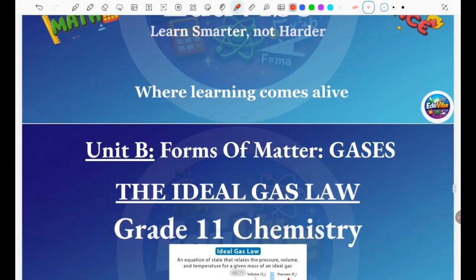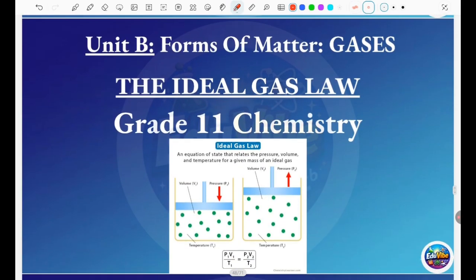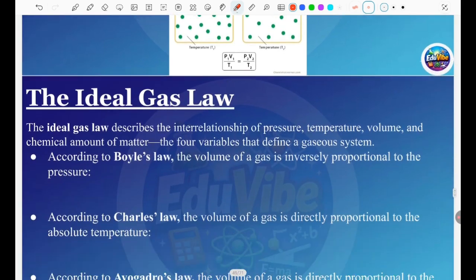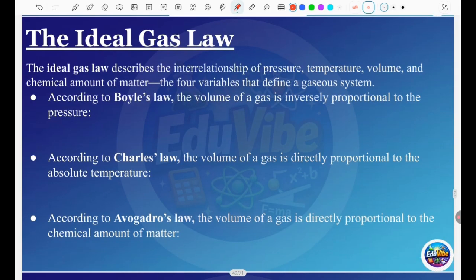In today's lesson, we are continuing with Unit B of the Grade 11 chemistry, which is the forms of matter and gases. And today we will end this unit with the last topic, which is the ideal gas law. This is a law which combines all the things we have done so far in this unit and the new thing, which is the n, the chemical amount of gas. So let's find out what the ideal gas law is.